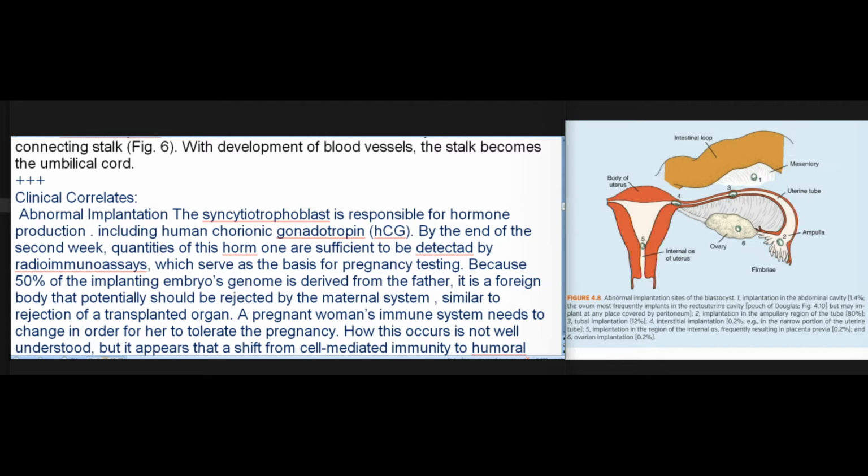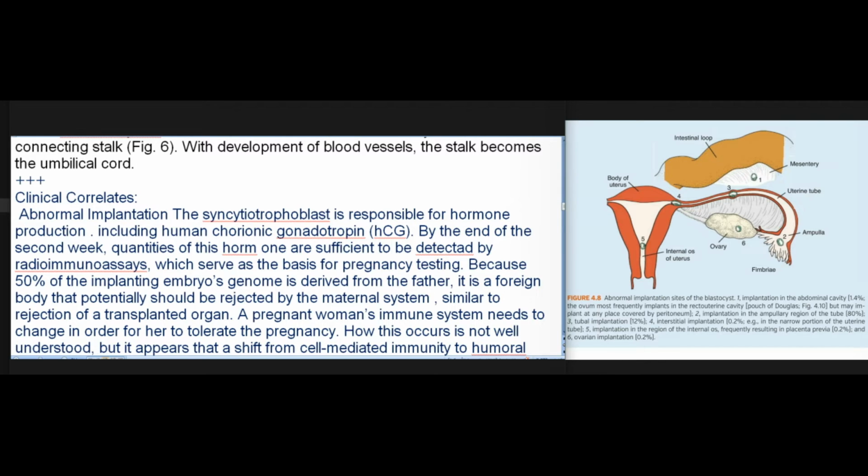Clinical correlates. Abnormal implantation. The syncytiotrophoblast is responsible for hormone production, including human chorionic gonadotropin, HCG. By the end of the second week, quantities of this hormone are sufficient to be detected by radioimmunoassays, which serve as the basis for pregnancy testing.